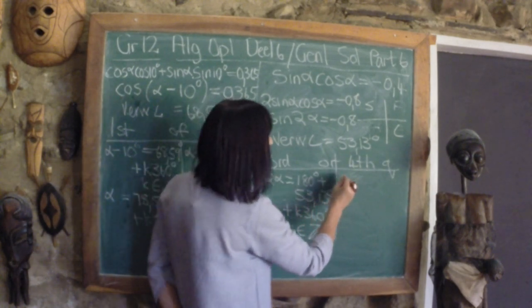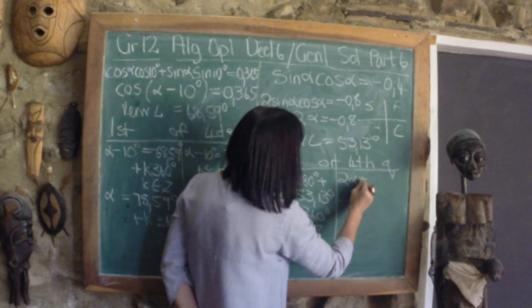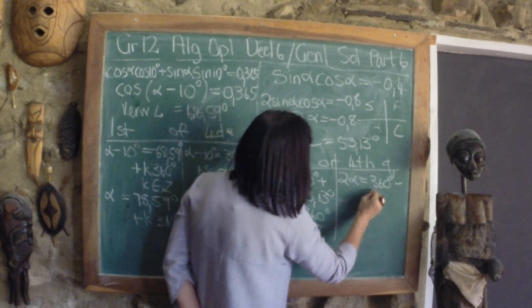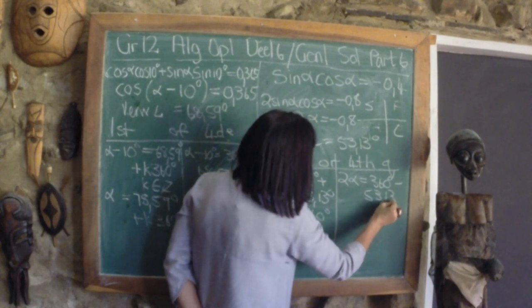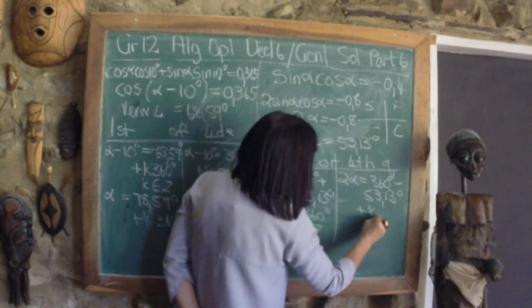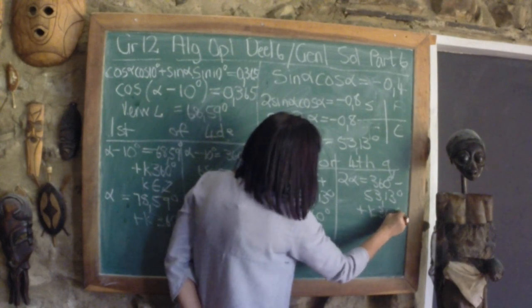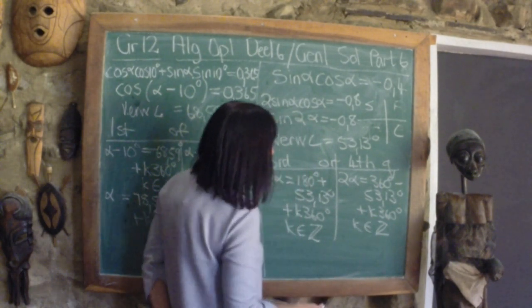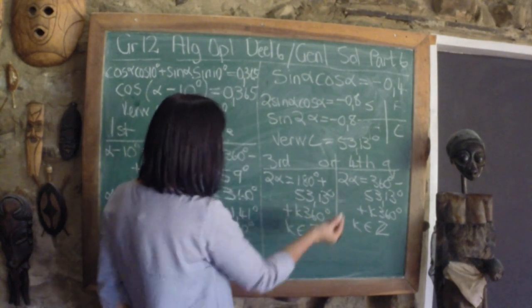On this side, in my fourth quadrant, it's 360 minus my reference angle plus K times 360, K an element of Z. And now I can simplify.